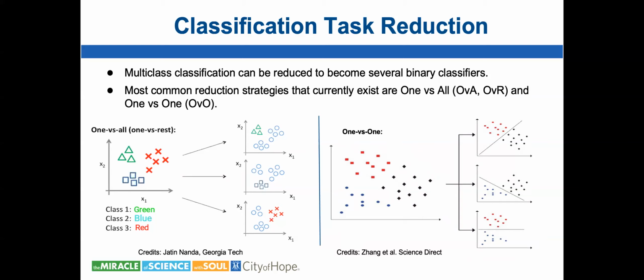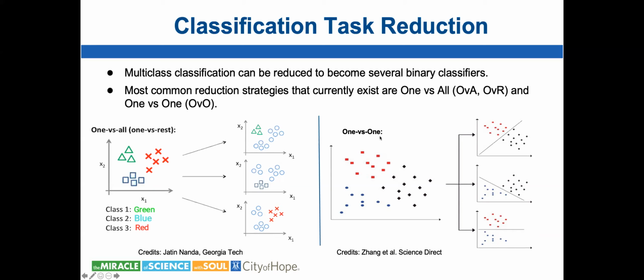So if we look on the left side of this slide, we can see in the one versus all that you have three different classes. We have green, blue, and red. And essentially what we do is we create three new binary classifiers. The first binary classifier takes the green class and pits it against the red and blue classes together. And we call that class rest or all. And similarly, we do a similar design with the blue class in the second classifier, which we can see here. And we also do the same thing with the red classifier here.